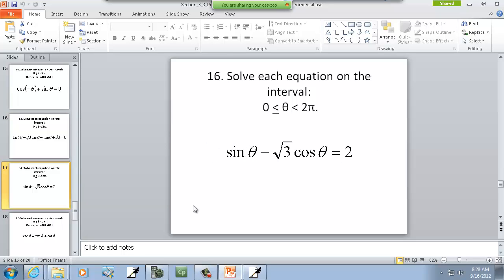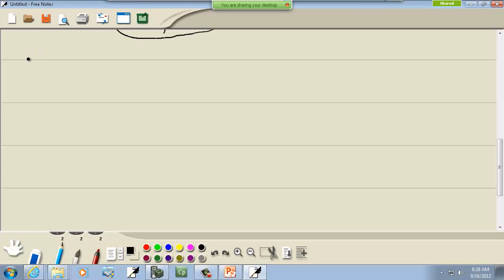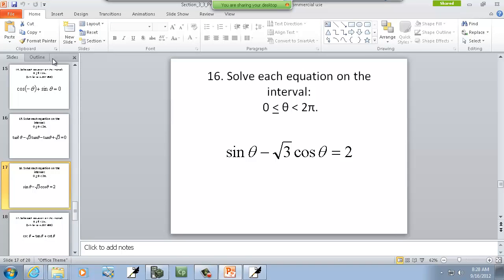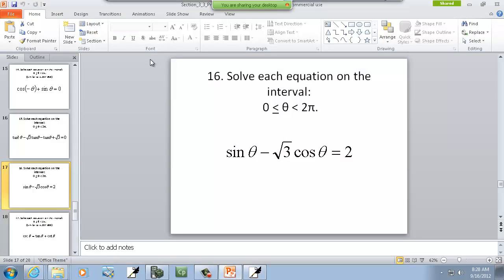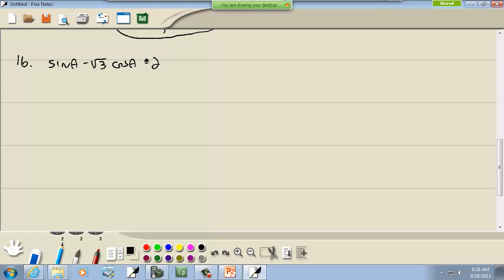Let's look at our next problem. Got sine theta minus square root of 3 cosine theta is equal to 2. Well, obviously I'm not going to be able to factor this at this point, so what I'm going to do is get one of the trig functions by itself. Doesn't matter which one you pick. I can't remember which one I did in class, but I guess I'll take this over to the right side.